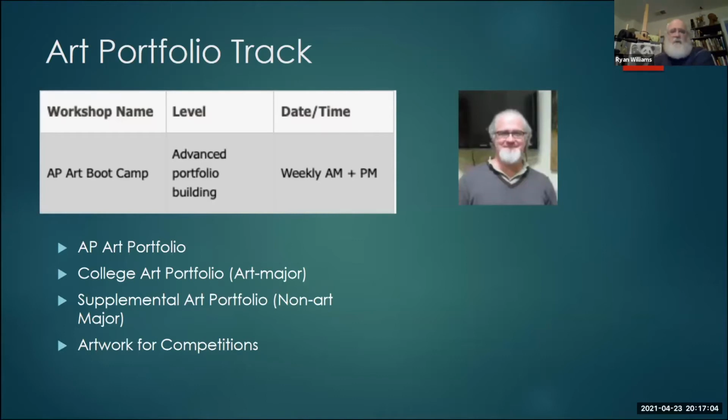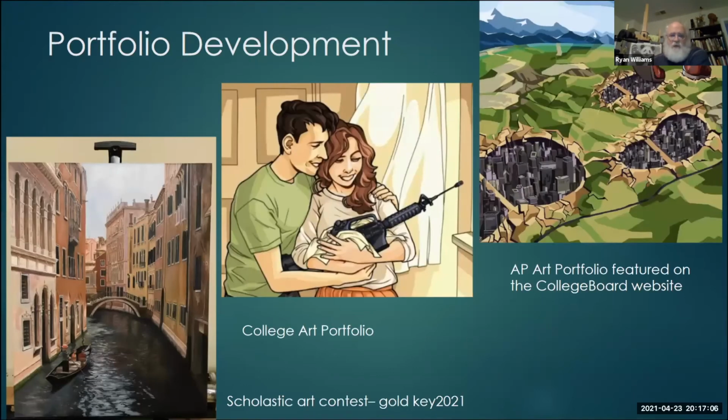We're going to share a couple pieces from those here. So number one, we have the portfolio development class. This is from the landscape paintings. This is a good example, Scholastic Art Gold Key for 2021. Technical usage of skill, oil paint, very well done.